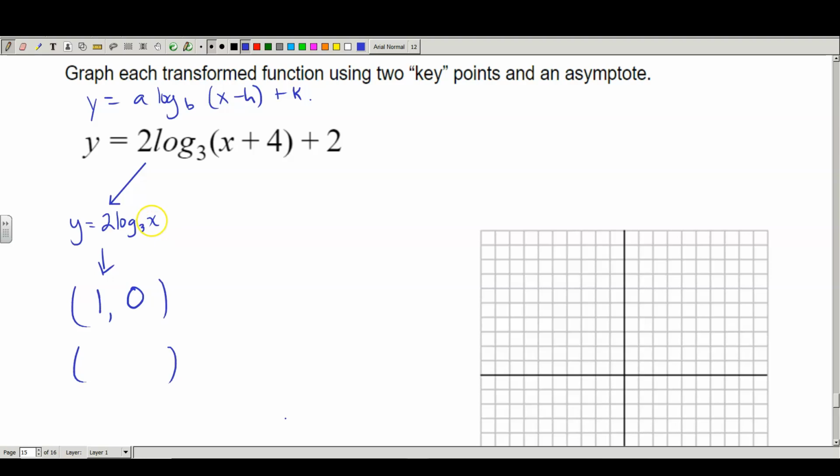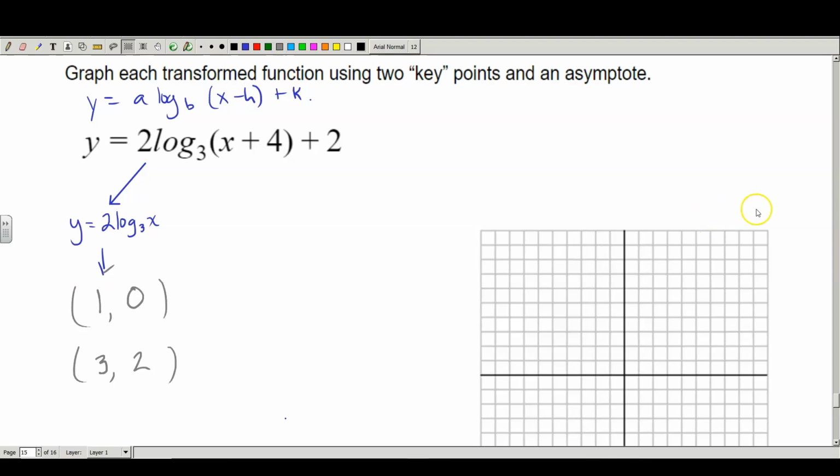And then the second thing I'm going to plug in is the actual base that I'm using. I'm going to plug in 3 into this function. So if I plug in 3, what's the log base 3 of 3? Well, you'd say, well, that's 1, right? Well, I have an a value here, though. The a value is multiplying everything by 2. So I'm going to have 2 times 1. So this is going to be 2 here. Those are my 2 key points for this parent or base function here.